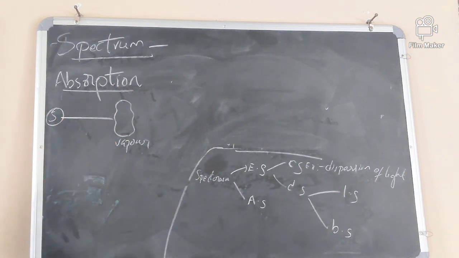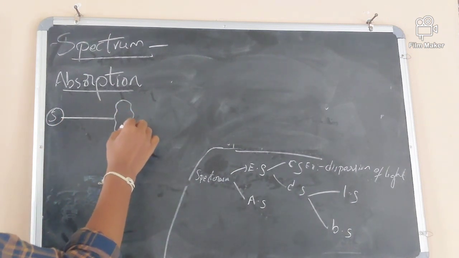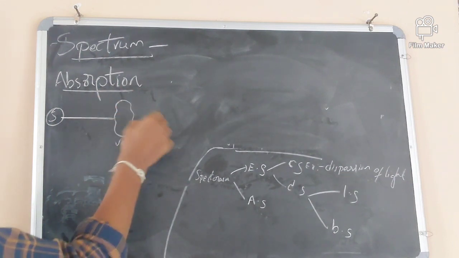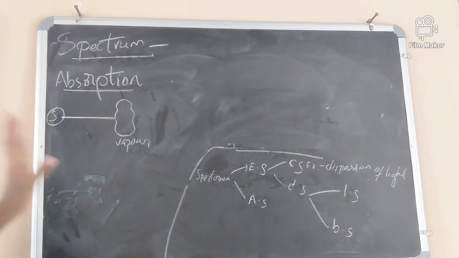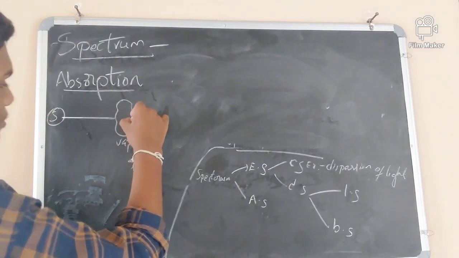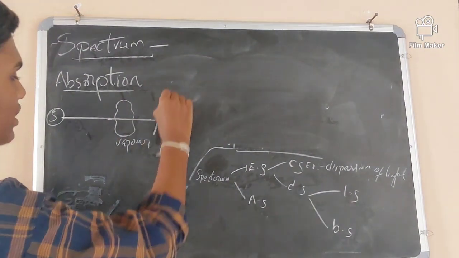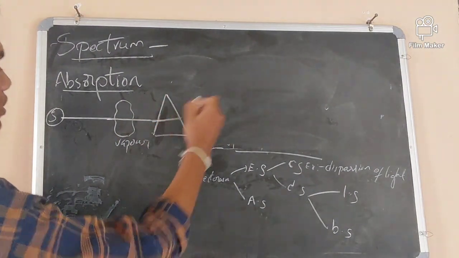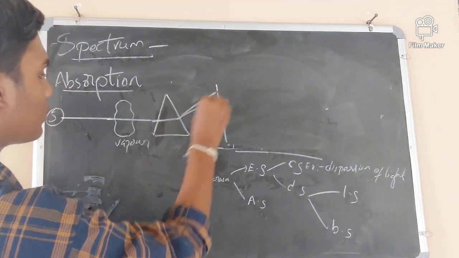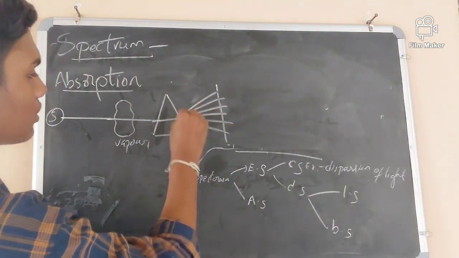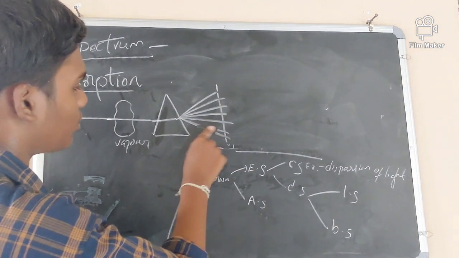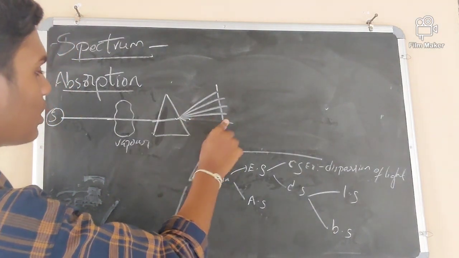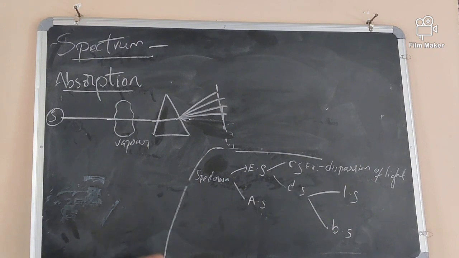I take a vapor substance and pass the light through it, and then pass it through a prism. When we eject the white light from a source of light through the vapor, it travels, and here we take a prism. A spectrum of lines is observed, but not 7 colors. Only 3 or 4 colors are observed. Why? Because only some colors are observed in the spectroscope.